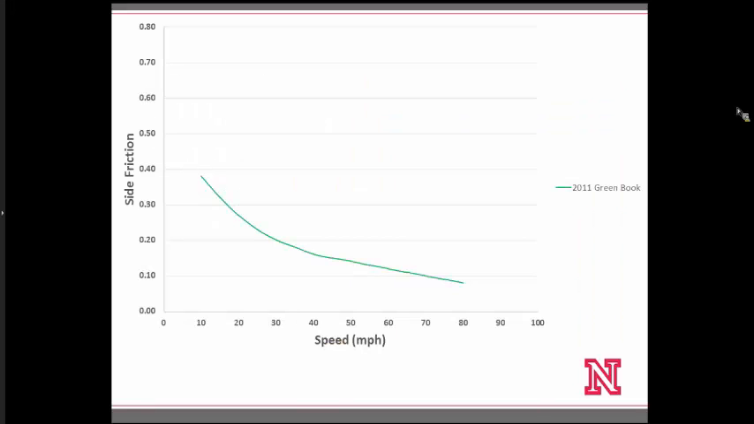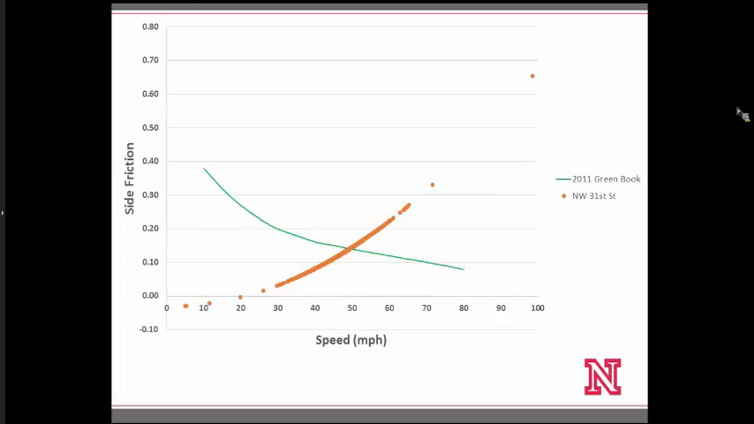So going back to that maximum side friction from the Green Book of 2011, I'm not going to compare it, but I'm going to show it with my sites. So the first site, which was Northwest 31st Street, you could see vehicles ranged from 5 miles per hour to almost 100 miles per hour, with the exception of one vehicle going pretty fast. You can't exactly compare it since these are dry pavements. They were not done on any wet pavements. The Green Book was wet pavement, so you can't exactly compare it, but you can see a relationship between this.